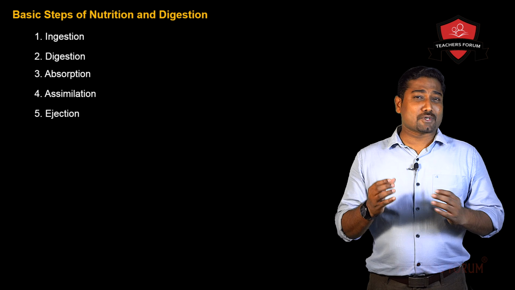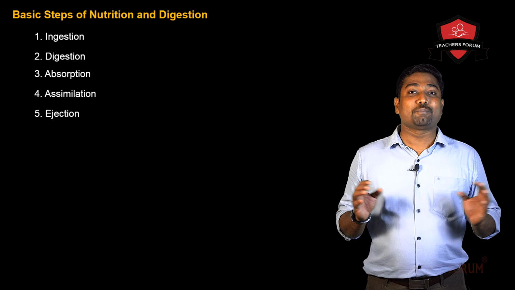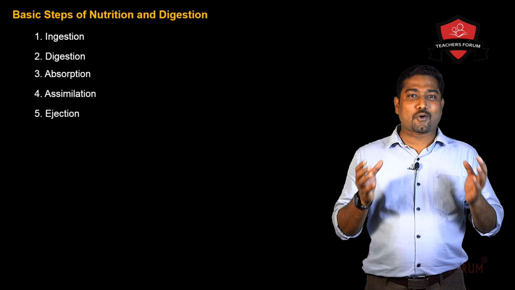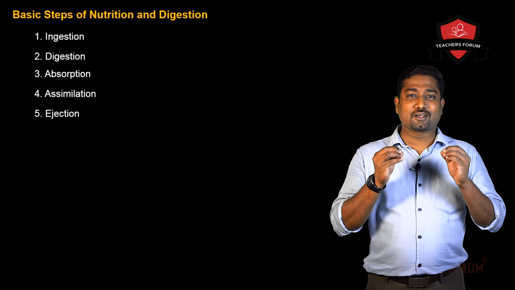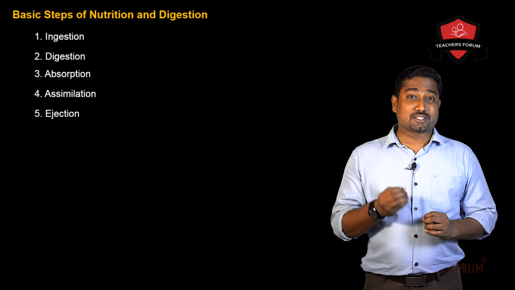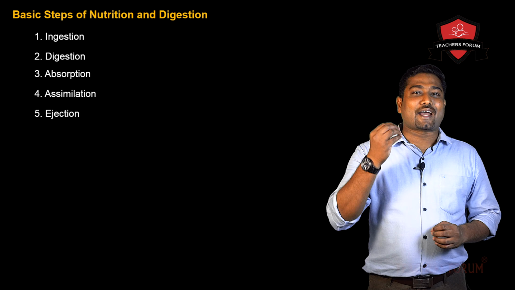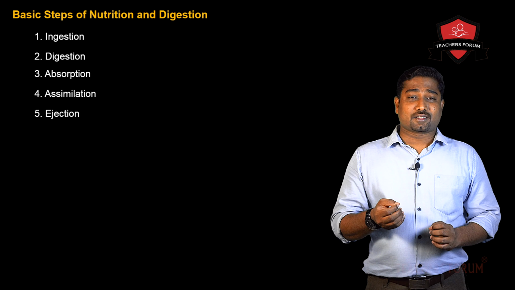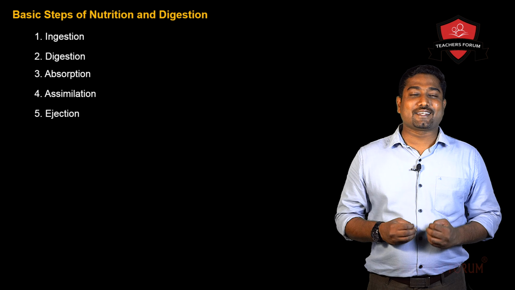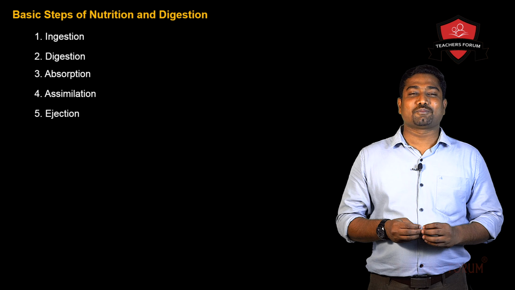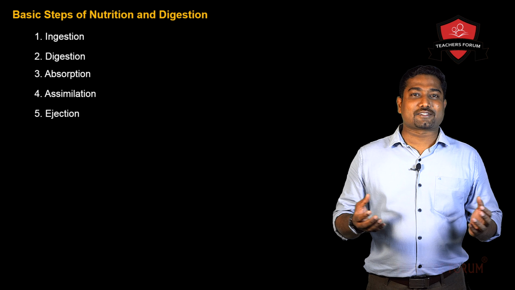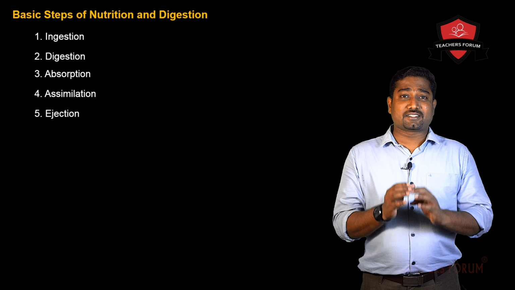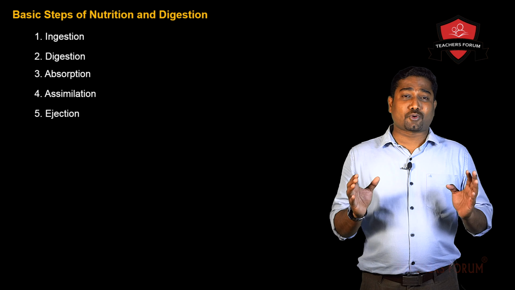While digestion is much more complex, it is the process of breaking down the whole complex food molecule into simpler monomer form. Absorption is the process of intake of the digested food materials by the cell or the organism. Assimilation is the process of utilizing the digested food materials by the organism. Next is egestion. Egestion is the process of removal of the undigested food materials from the body.